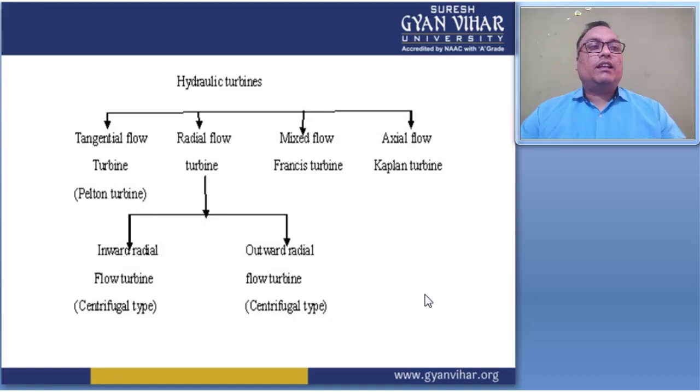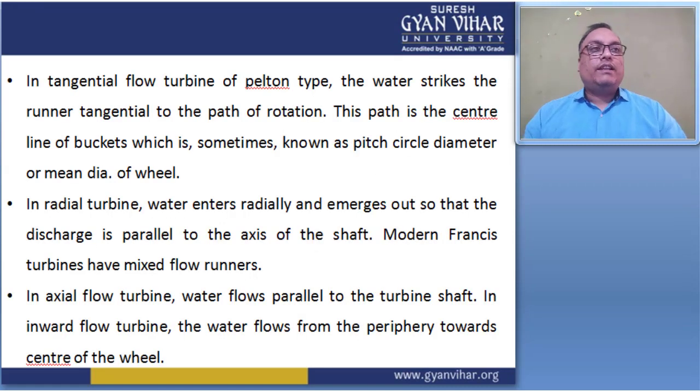In the previous lecture, I have already told a lot of differences between the impulse and the reaction turbines. In a tangential flow turbine of Pelton type, the water strikes the runner tangentially to the path of the rotation. This path is the center line of the bucket, which is sometimes known as the pitch circle diameter or the mean diameter of the wheel.